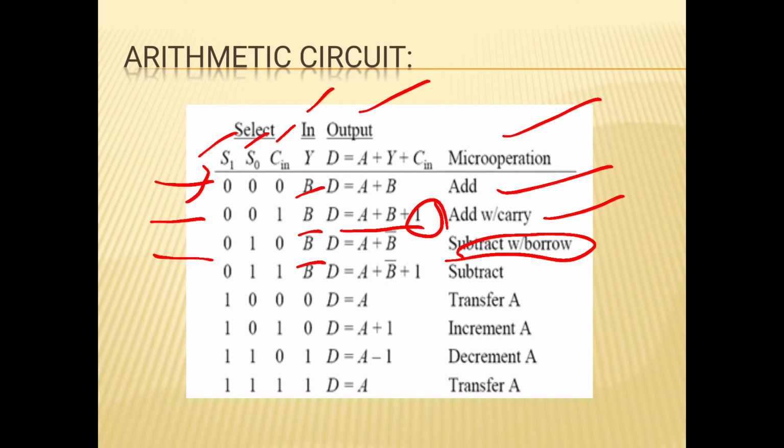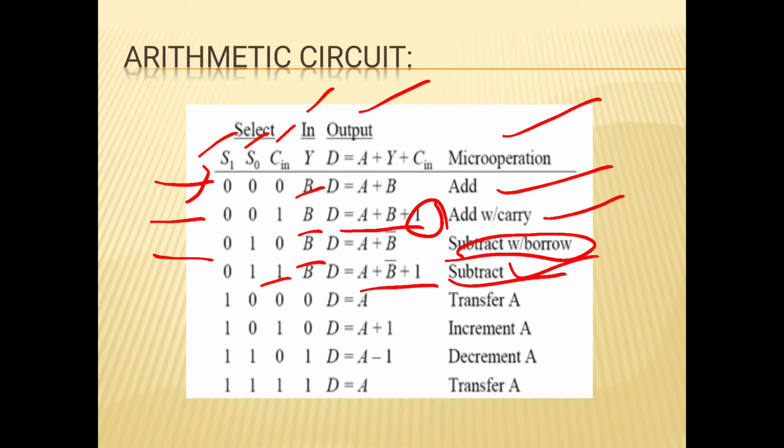And now when select lines S1, S0 is 0, 1 and Cin is 1, then it will produce B complement. And the output is A plus B complement plus 1. It means subtraction is performed, as here B complement, 1's complement of B, and plus 1 is taken as 2's complement. And when we add 2's complement in a variable, then it will perform the subtraction operation.